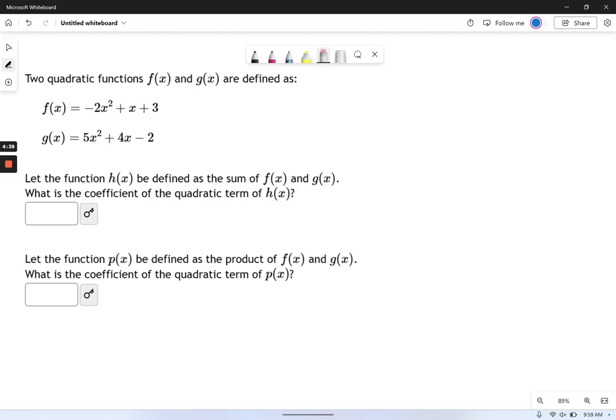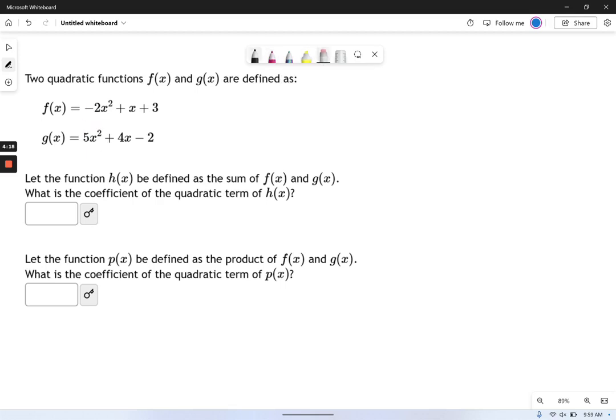Now let's be really clear what the quadratic term is. The quadratic term of f of x is this. The coefficient of the quadratic term is -2. The quadratic term of g of x is 5x squared. The coefficient of the quadratic term is 5.